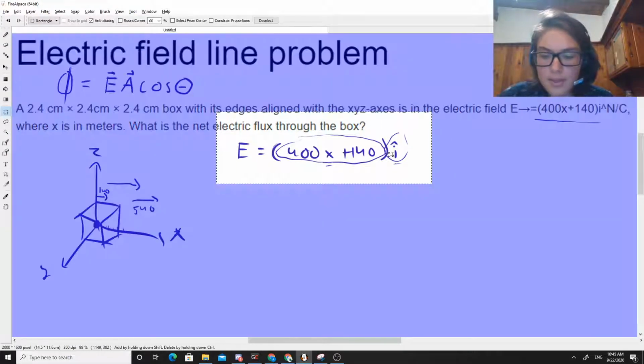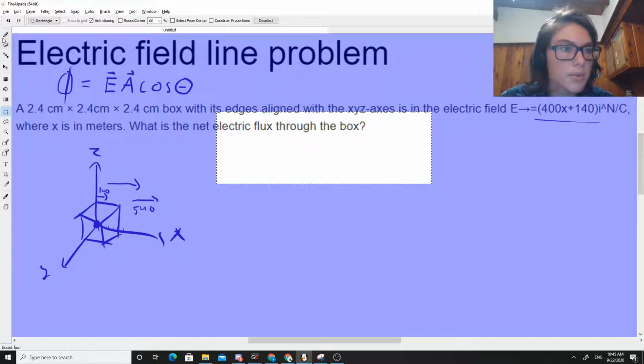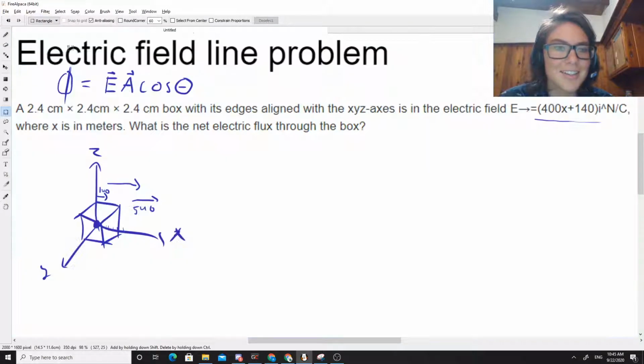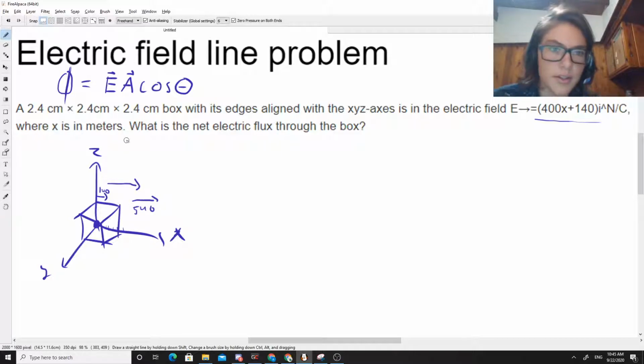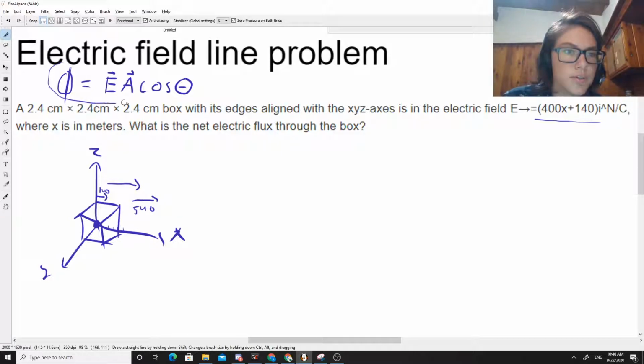I'll go ahead and get rid of this, and we'll get right into solving it. Alright, so this is the equation for the electric flux through a face. We have 6 faces on this cube, right? Let's look at the face up here.